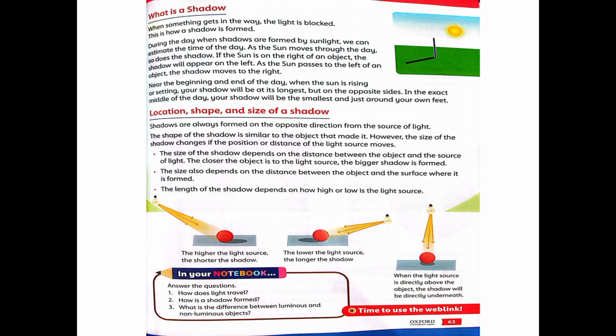If we are on the left and the light source is on the right, then the shadow will be formed on the left. The shape of the shadow is similar to the object that made it. Of course, whatever the object is, its shadow will also be the same shape.